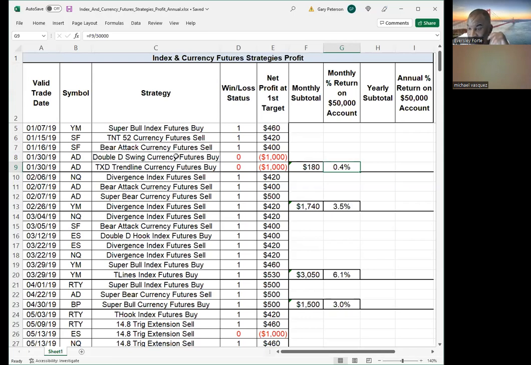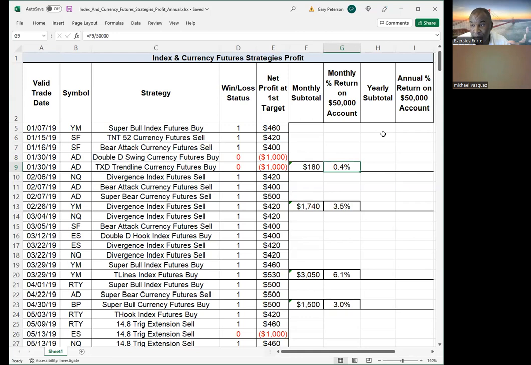So this is a spreadsheet I asked Becky to put together, showing the primary strategies which we trade for index futures and the currency futures over the last few years, and win-loss, and everything is based on having a 50 grand account. That could be a 25 grand account. That could be a 10 grand account.